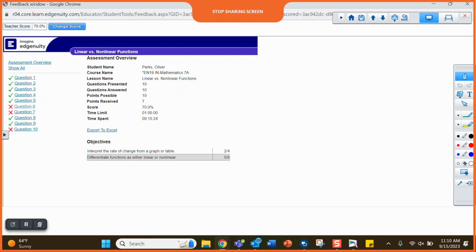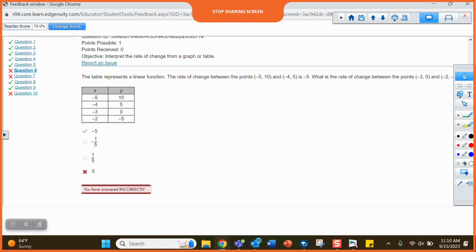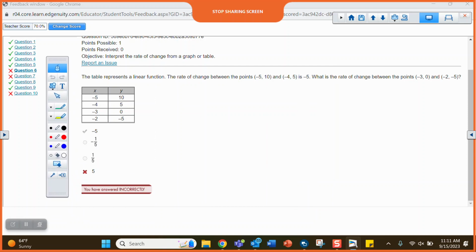So you missed question 6. Question 6 says that there's a table. This table represents a linear function, and the rate of change between the 2 points is -5. What's the rate of change between another 2 set of points? So when you have a linear function, the rate of change is going to be the same all the way through the table. It is not going to matter what ordered pairs you check to calculate the rate of change. It's always going to be -5. So that should have been your answer there.